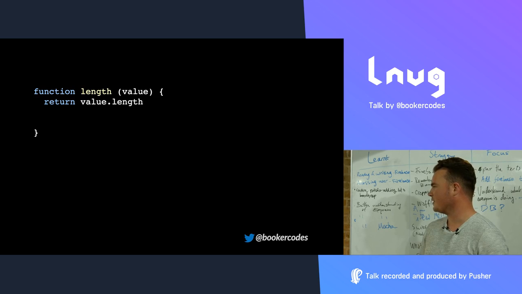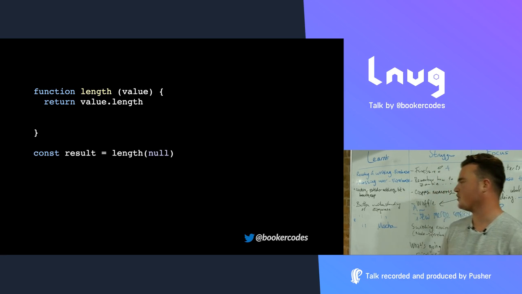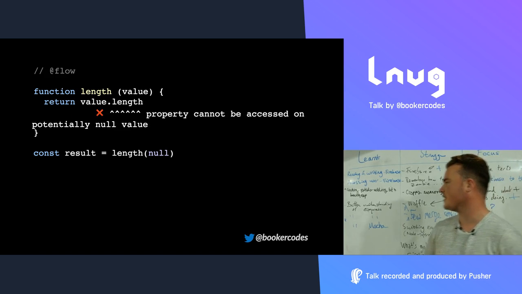Let's look at another example. So this here is a function called length that simply returns the length of a given value. I'm going to be a bit tricky again and just pass null. Obviously, this code is going to blow up because you can't access a property on null. But why should you wait until runtime to see this error when with Flow you can see that error right in your editor right away?